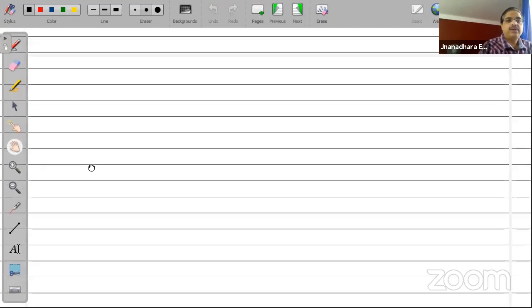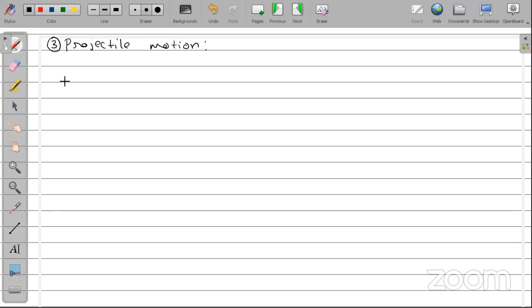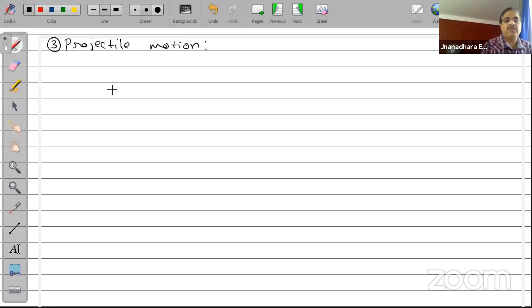Okay. Now let us look at the next idea. The next idea is going to be on projectile motion. We'll be dealing with three kinds of projectile. In all the projectiles, we are going to look at a few things, so I'll take up one by one. The first one is called the ground to ground projectile.